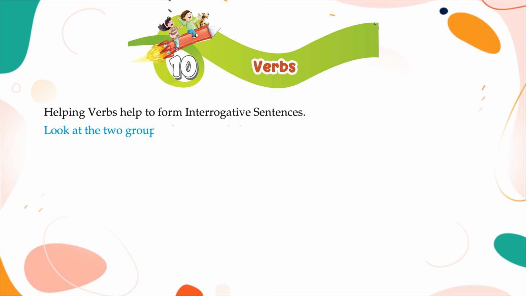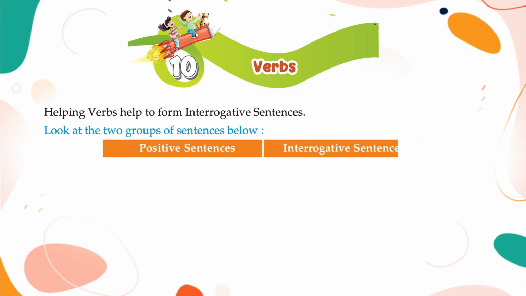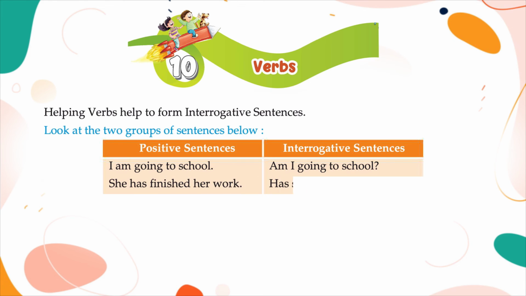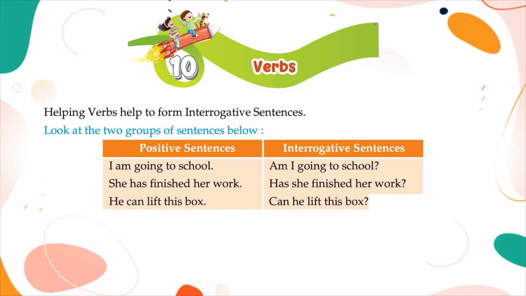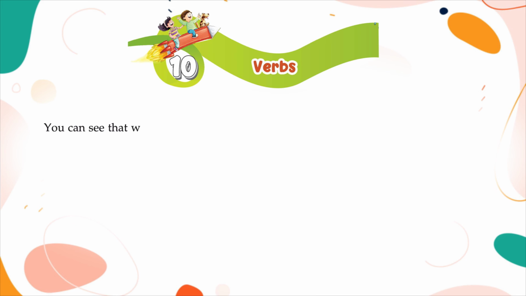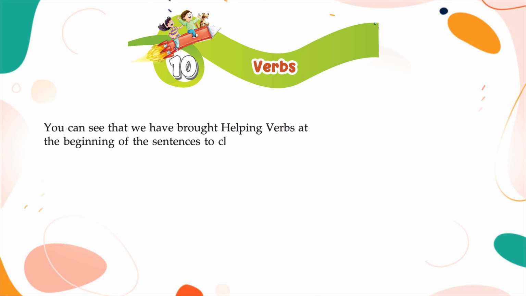Look at the two groups of sentences below. Positive sentences, interrogative sentences. I am going to school. Am I going to school? She has finished her work. Has she finished her work? He can lift this box. Can he lift this box? We must go now. Must we go now? You can see that we have brought helping verbs at the beginning of the sentences to change them into interrogative sentences.